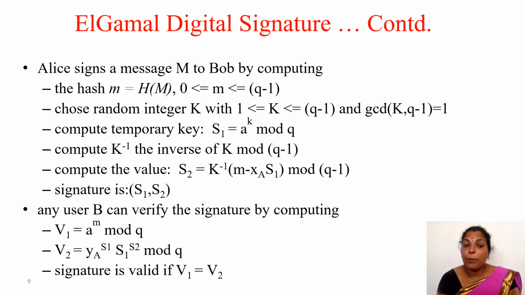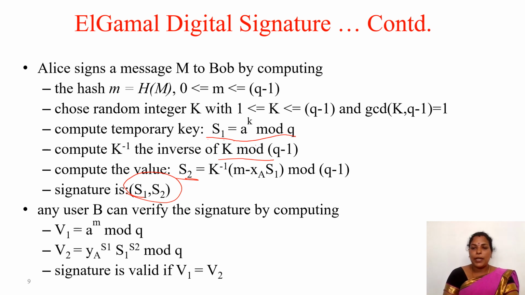Then we have to compute the temporary key. That is, S1 equal to a power k mod q. Then we compute k inverse. You know how to compute the inverse value. So k inverse equal to inverse of k mod q minus 1. Then we compute the S2 value, that is, k inverse times (m minus XA into S1) mod q minus 1. Likewise, the signature is generated. It is a signature pair S1, S2.